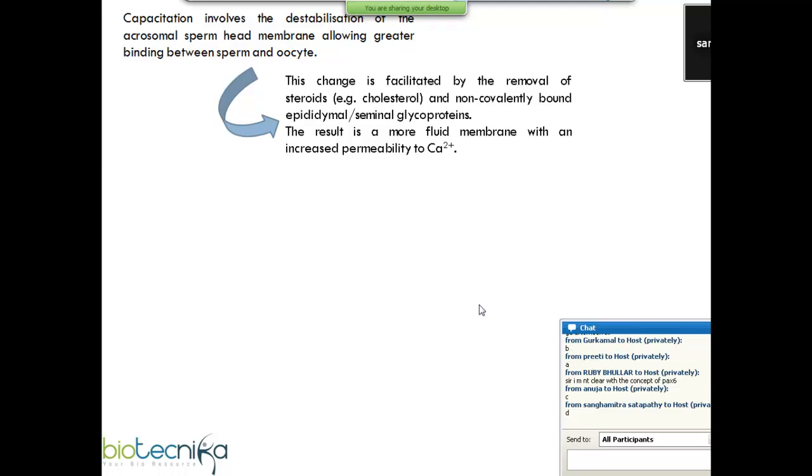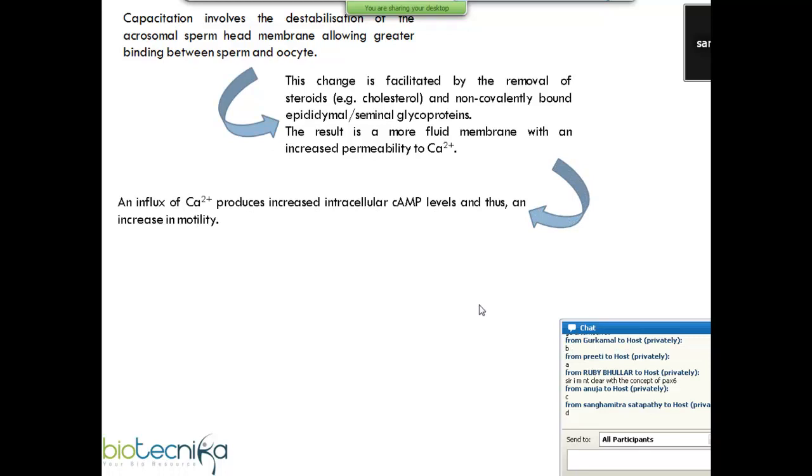So all those things are there now. It would be unnecessary interference, so that the sperm will not go and bind directly to the ovum. So this removal of the glycoprotein and cholesterol will result in a fluid membrane with increasing permeability to calcium 2+, so what will happen? It will hyperactivate your sperm movement.